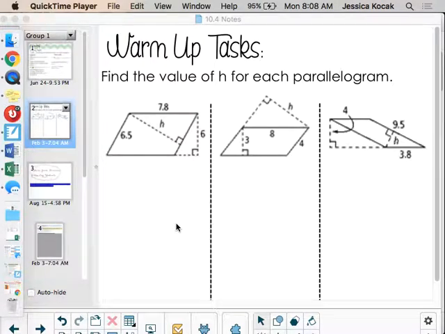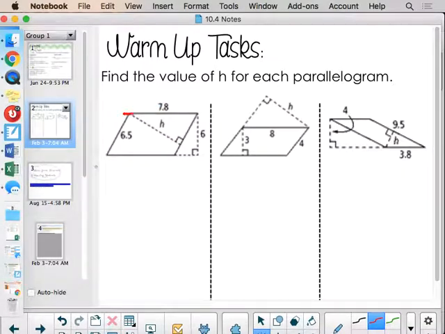Find the value of h for each parallelogram. Who's going to tell me how they did it for the first one? How did you find the value of h in the first parallelogram? Phoebe? I multiplied the two lengths that are perpendicular to each other, so 7.8 and 6. Okay, so you multiplied the length 7.8 and 6 because they are perpendicular to one another.